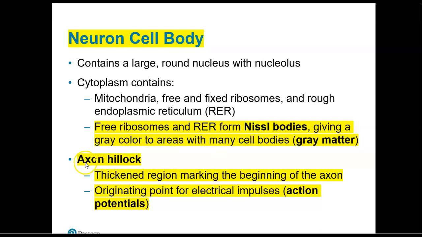And then we have the axon hillock. The axon is just the extension from the neuron cell body that carries the electrical impulse to a target. The axon hillock is the actual point on the axon where the axon begins, and it's the point where the action potential, or nerve impulse, is generated.